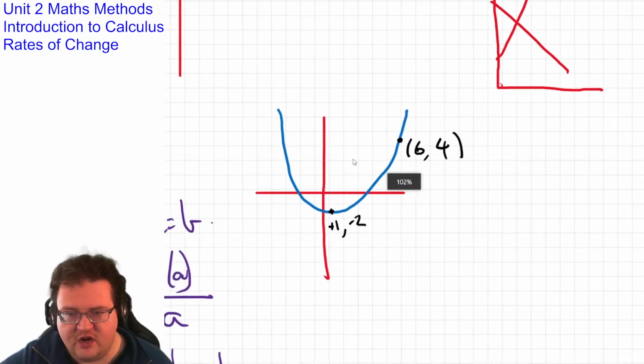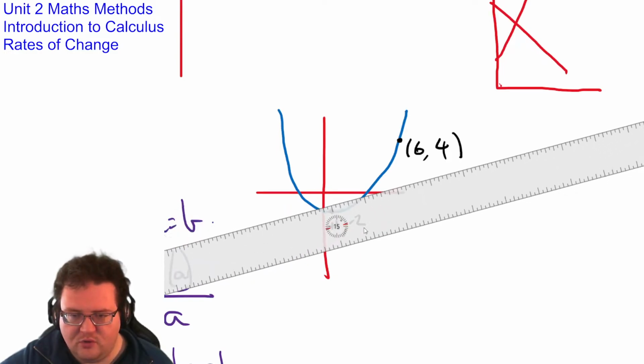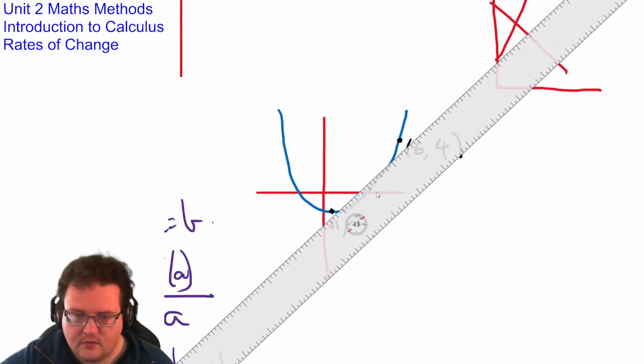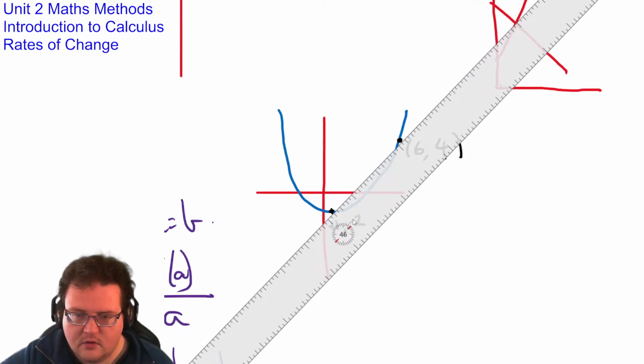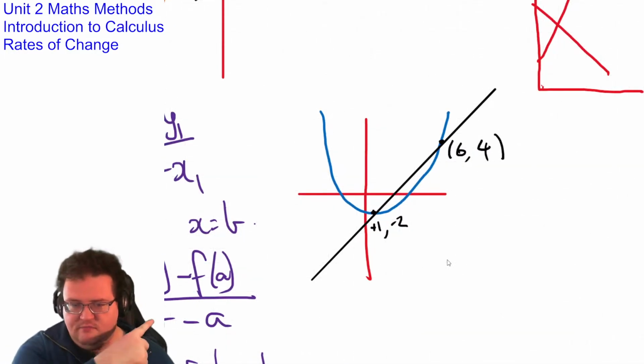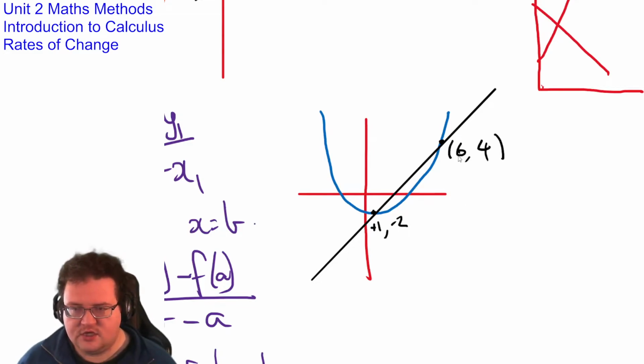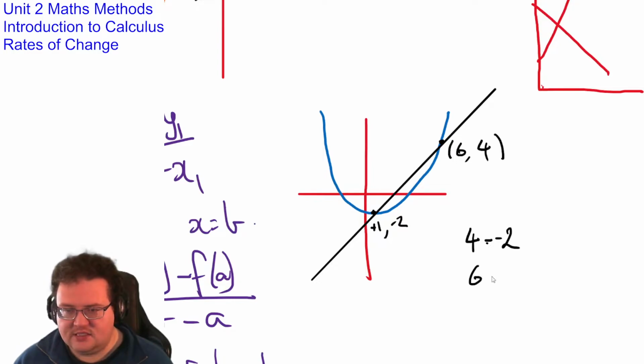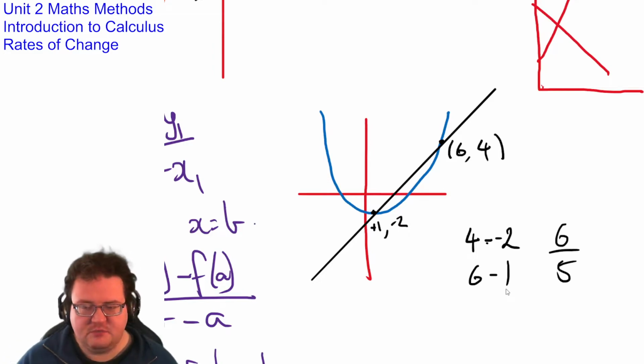What is the gradient of the line that connects those 2 points? So what is the gradient of that line there in black? Well, you would use that formula that I've got behind me. So f of B, so it's 4 minus 2, because f of A is minus 2, and then 6 minus 1. So that's going to be 6 over 5. And that is the average rate of change between those 2 points.